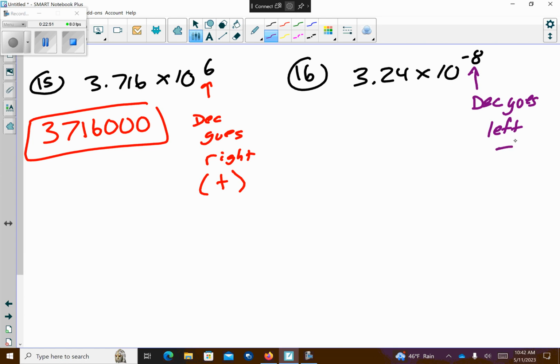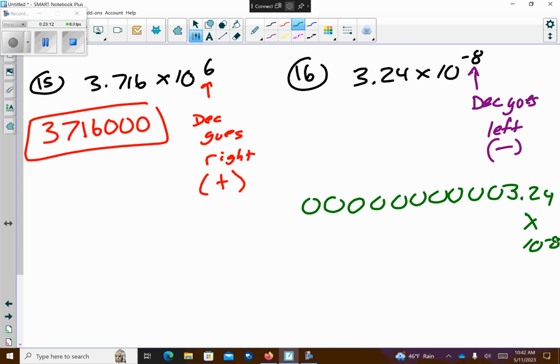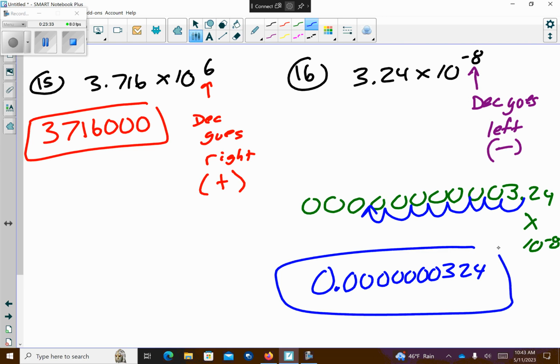Decimal goes left because it's negative. Now, friends, how did I do this yesterday before I moved anything? I did a whole bunch of zeros. So I'm going to go decimal left. 1, 2, 3, 4, 5, 6, 7, 8. So I have 0.0, then 1, 2, 3, 4, 5, 6, 7, and 3, 2, 4. Notice what I did. I made a bunch of zeros before I moved anything. Trust me, friends, it makes it easier. Where do I put the 0? Put the zeros in first. It's going to move a lot easier for you.